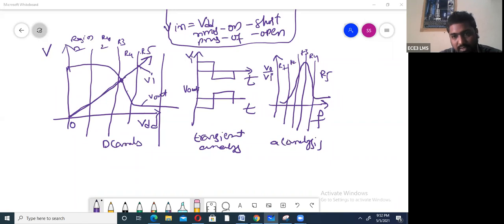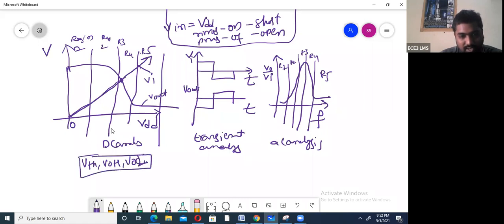Output here is gain. From these graphs, the parameters you are calculating in our first unit are threshold voltage, VOH, VOL. From these three, you can calculate noise margin. From here, you can calculate rise time and fall time. From here, you can calculate gain. This point is nothing but the operating point, and this is VDD by 2, or this is nothing but the threshold voltage. Finding the threshold voltage of any inverter design.